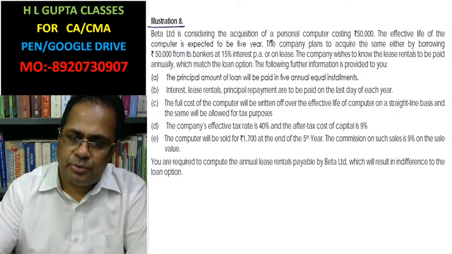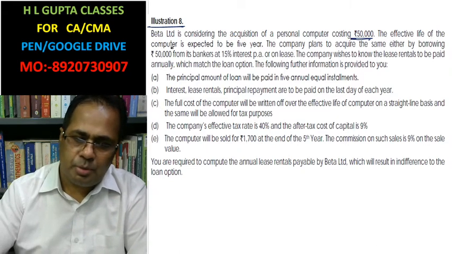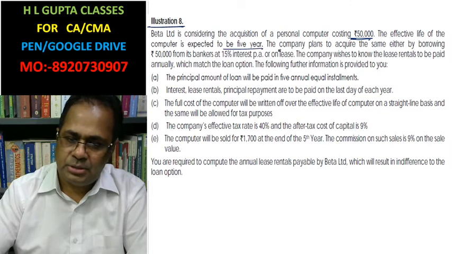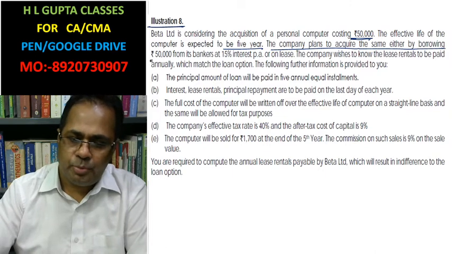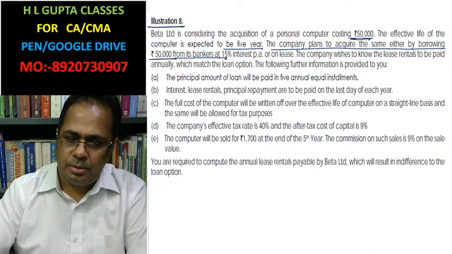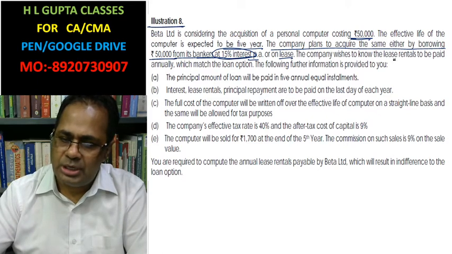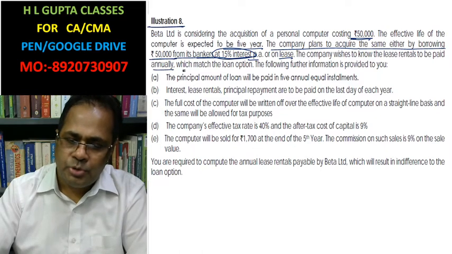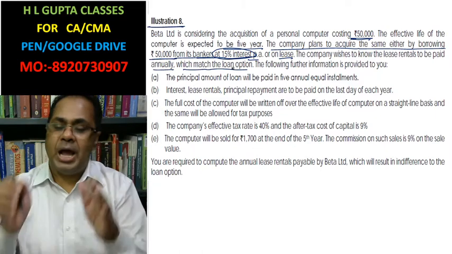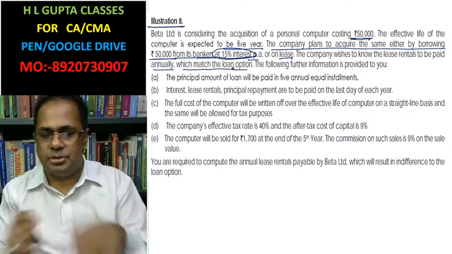Beta Limited is considering the acquisition of a personal computer costing rupees 50,000. The effective life of the computer is expected to be 5 years, and the company plans to acquire it either by borrowing 50,000 from the bankers at a 15% interest rate per annum, or by lease. The company wishes to know the rental to be paid. We have to calculate the annual lease rental which matches the loan option. You should calculate the loan option expenditure equal to the lease option expenditure.